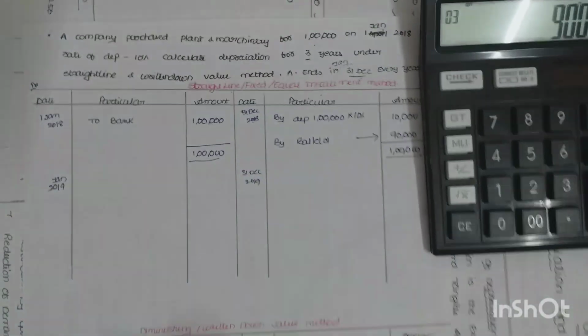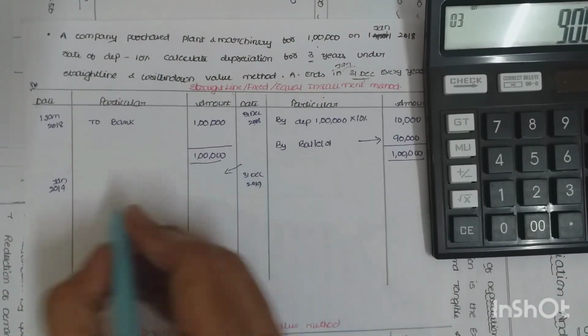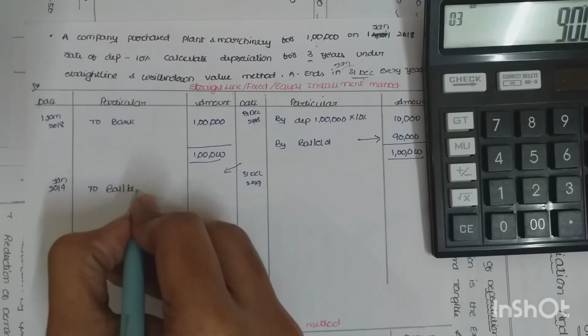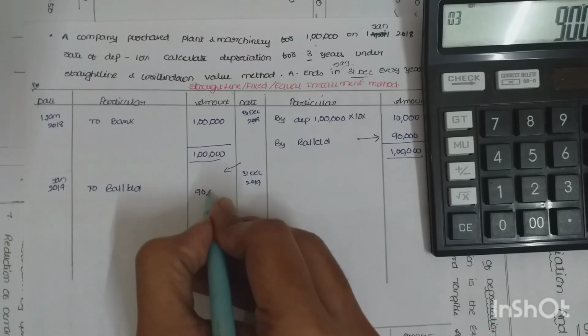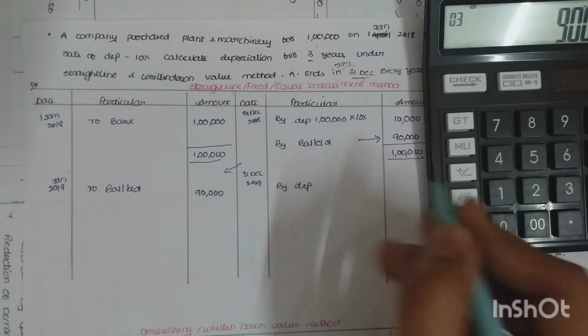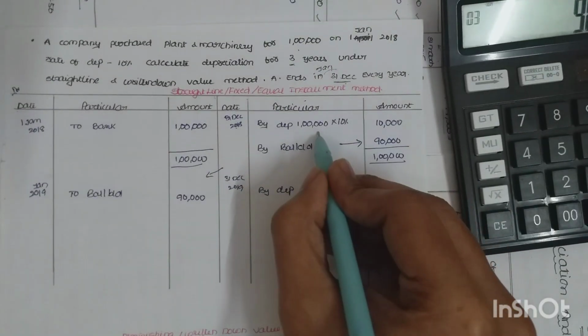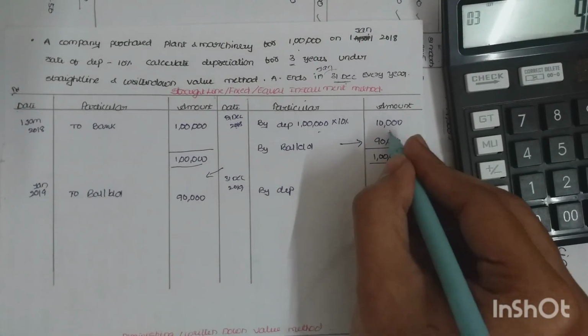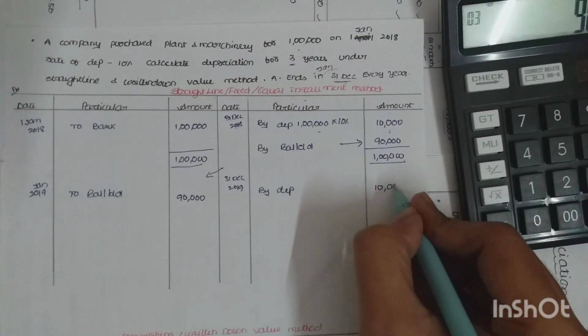Okay, is any new machinery there? No. So we have to carry this balance. To balance brought down, how much? 90,000. Now we have to provide depreciation. By depreciation, see, under the straight line method, once you have calculated the depreciation, you can write the same amount, no need to calculate again. Okay, how much? 10,000. So next year also 10,000.